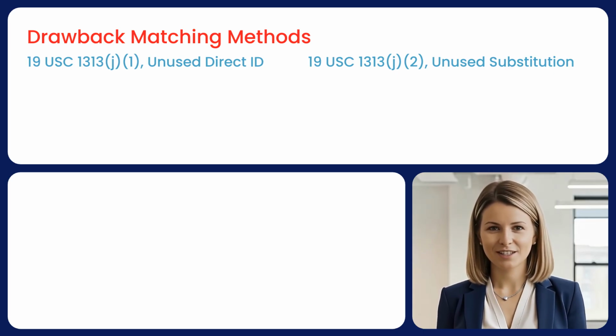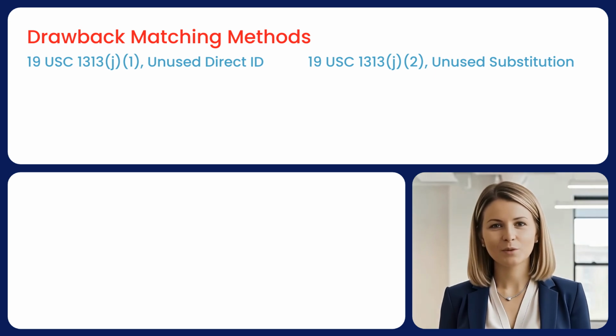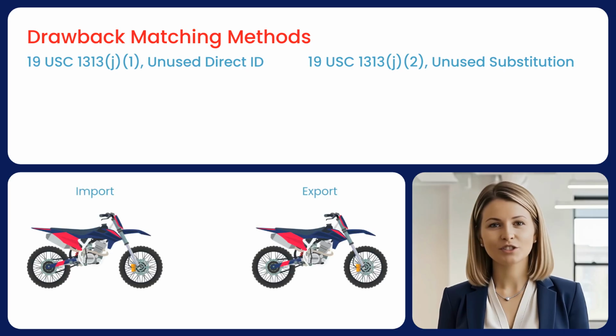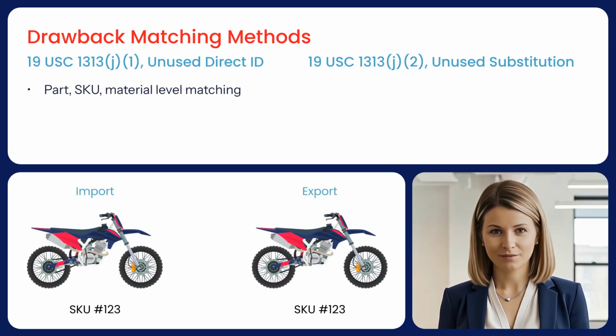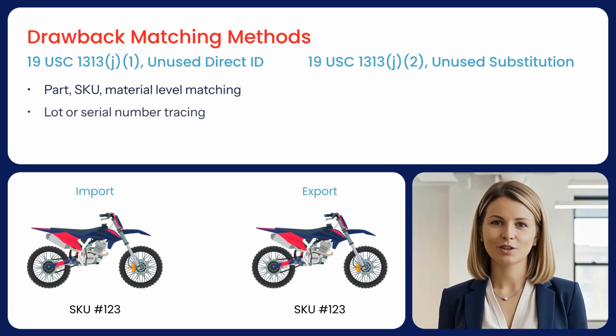First step is direct identification. The simplest way to think about it is matching imports to exports at the part, SKU, or material level. To compliantly use this method, Customs requires lot or serial number tracing.